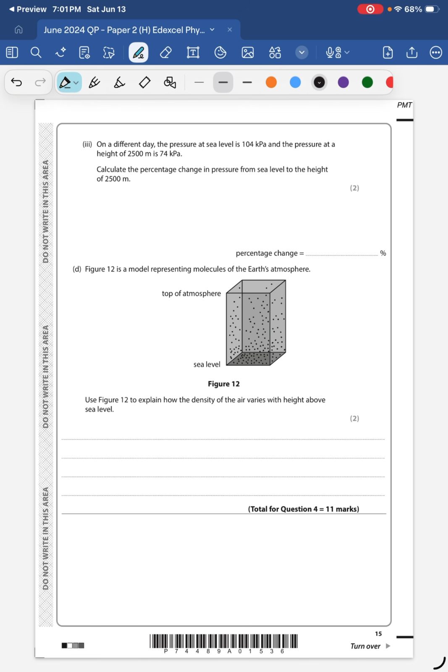Incidentally, I'm from Cyprus. The highest mountain is about 2,000 meters tall. So yeah, that would be the percentage change. I never thought about it.